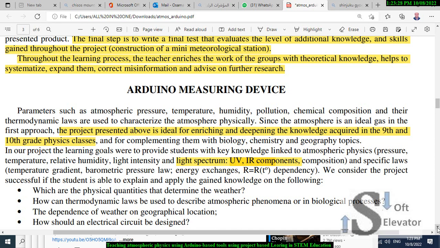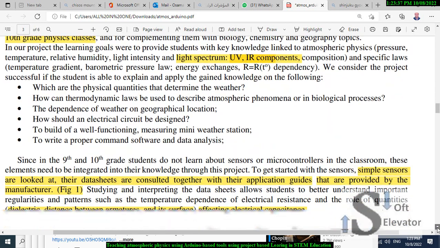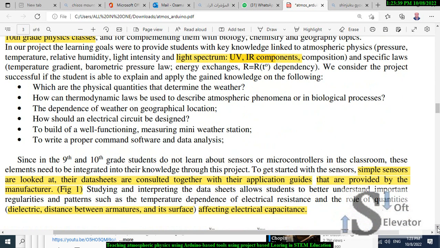The third is the dependence of weather on the geographical location. And the fourth question, how should an electrical circuit be designed? And the fifth one, to build a well-functioning mini weather station. And sixth, to write proper command software and data analysis.